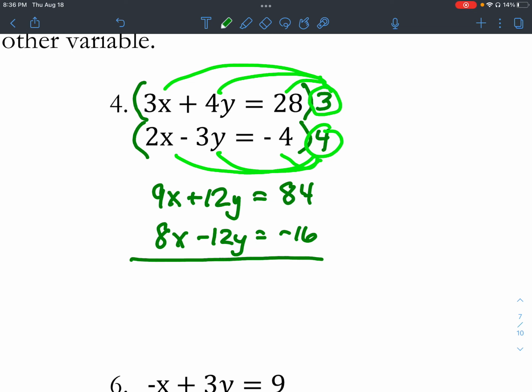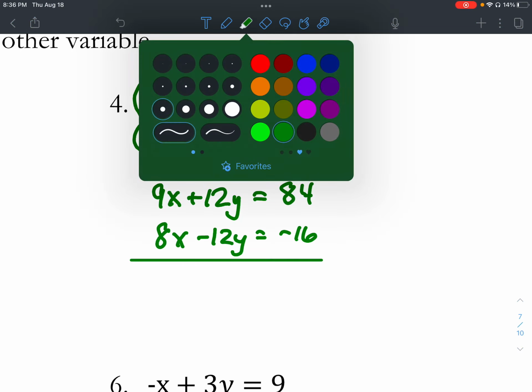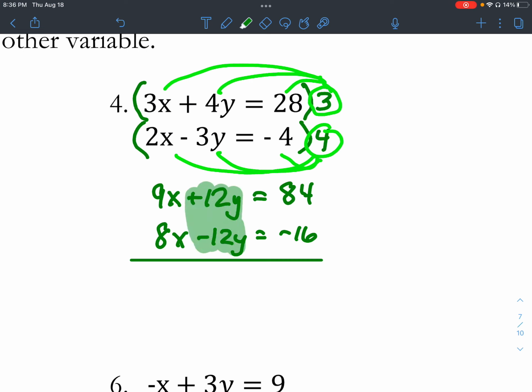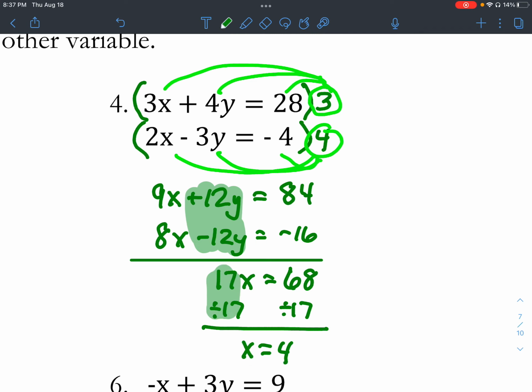If I add these two equations together, the first thing that is going to actually eliminate from this are these two guys right here. Perfect. 9 plus 8 is 17x's. 84 minus 16 is 68. And again, I'm going to have to use my calculator for this one too, real quick. I hope it comes out to a nice number. It does. Once I divide by 17 and divide by 17, I am going to get x equals 4.